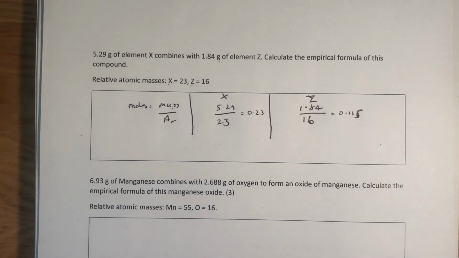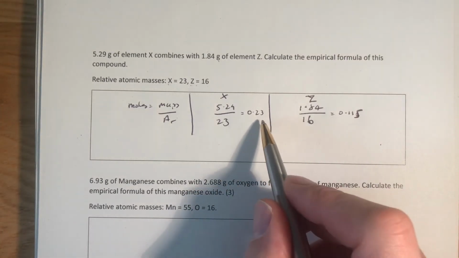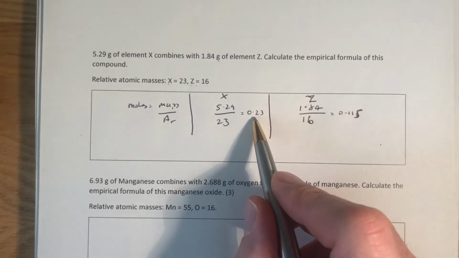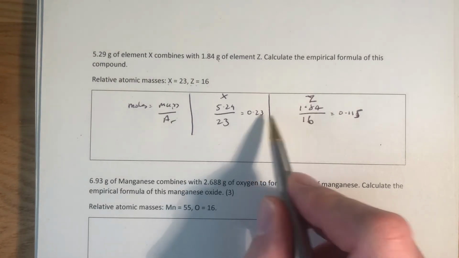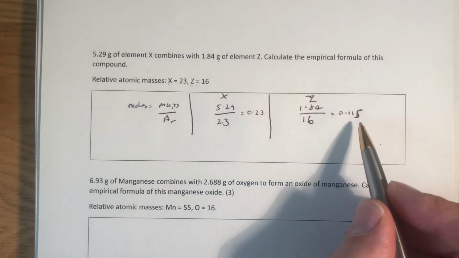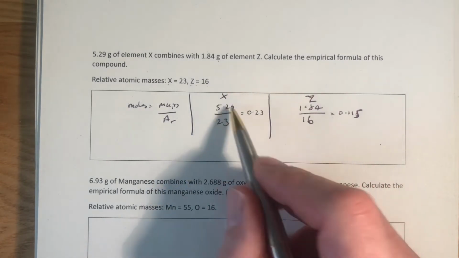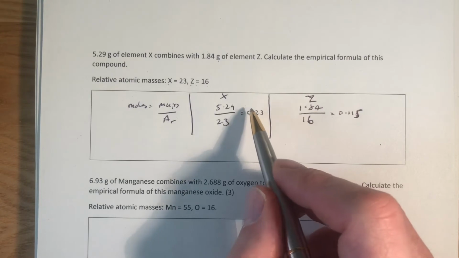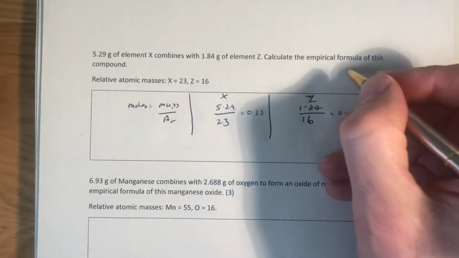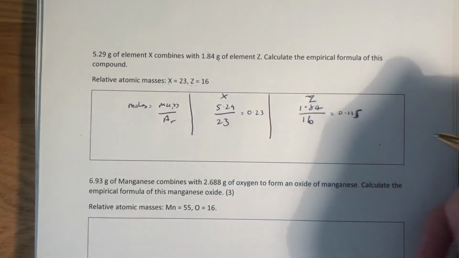The next question I want you to ask yourself is, which number is bigger? Is X bigger or is Z bigger? These are simple questions. They're not trick questions, I promise you. So in this case, X is bigger than Z. 0.23 is bigger than 0.115. That means in our final empirical formula there's got to be more X than Z. So the number for X in our final answer has to be bigger than the number for Z.